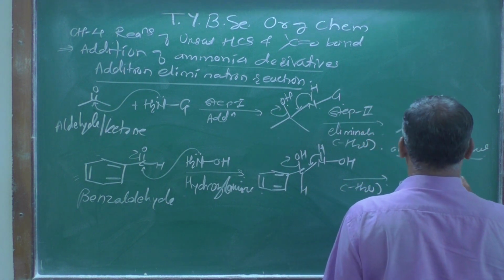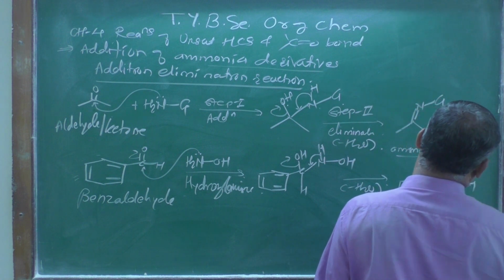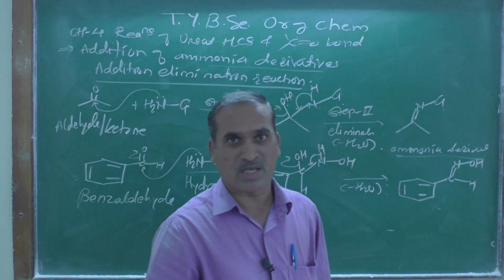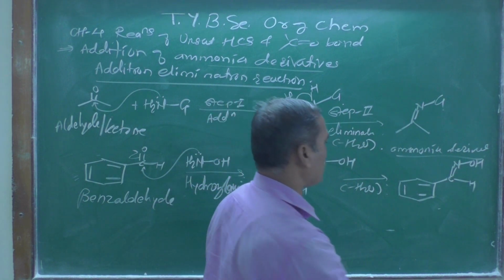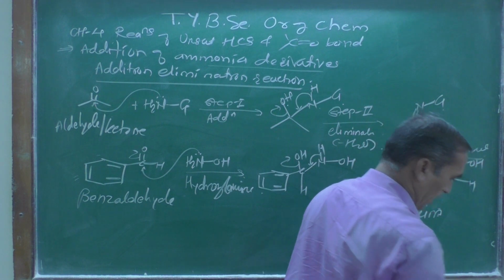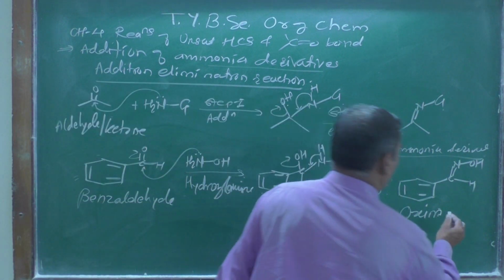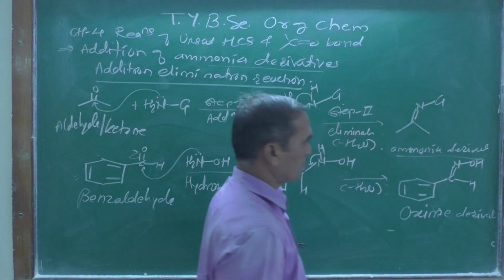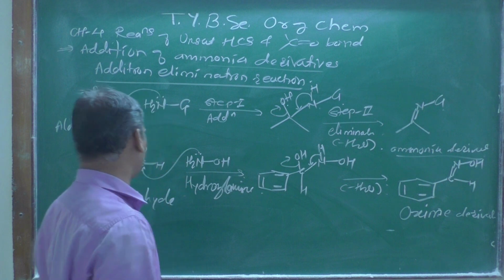There is a C, double bond N and OH, with an H over there. Look here, a carbon-nitrogen double bond is always formed, and this is a derivative form. The name of this derivative is known as an oxime derivative. Remember, this is an oxime derivative. Understood this one? So we got the oxime derivative. Remember this one, the first one.